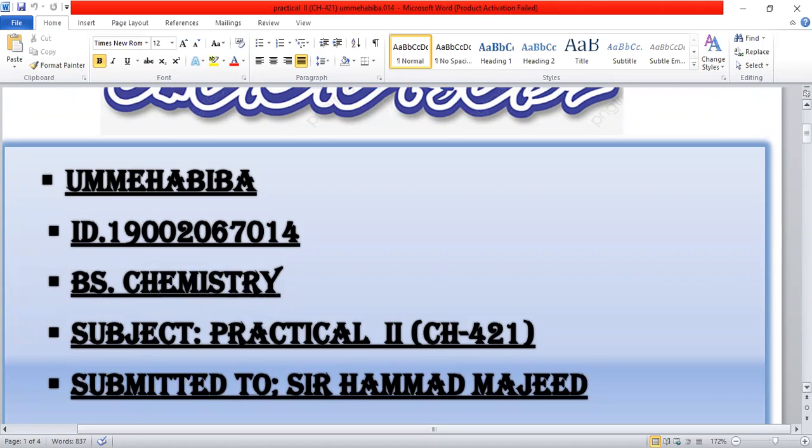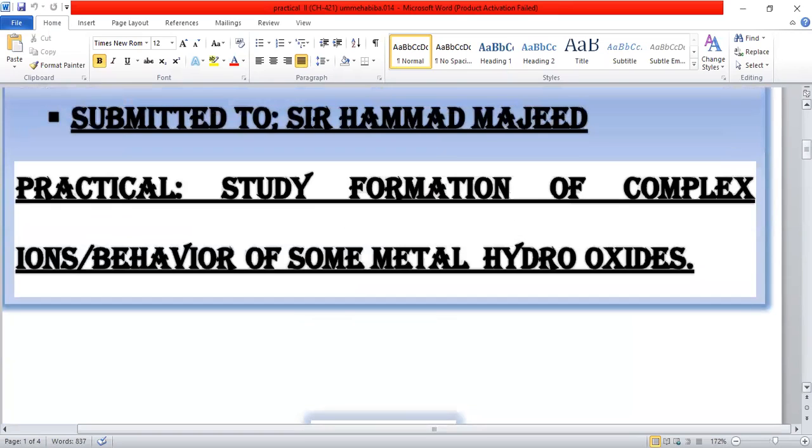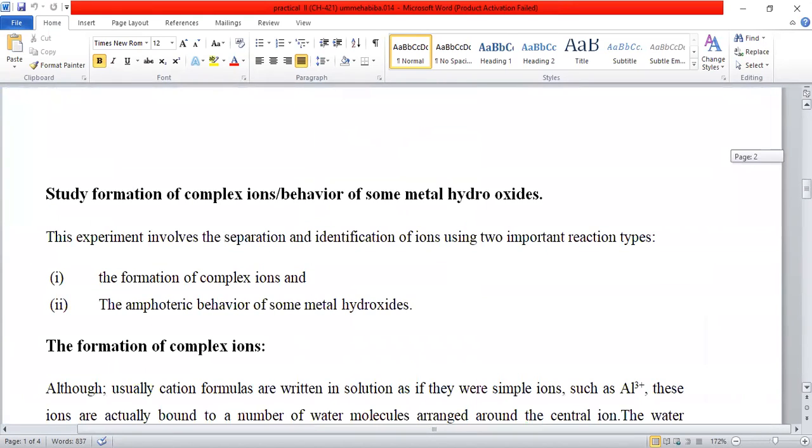Today, I'm here to present a practical. And the topic of the practical is the study of the formation of complex ions and the behavior of some metal hydroxides. So let's start this practical.